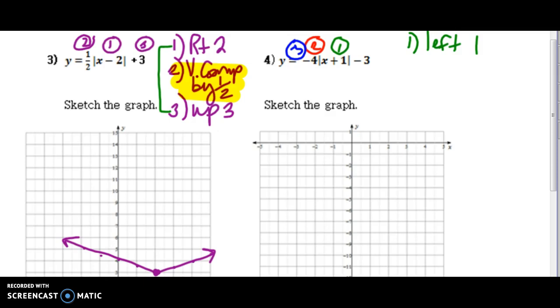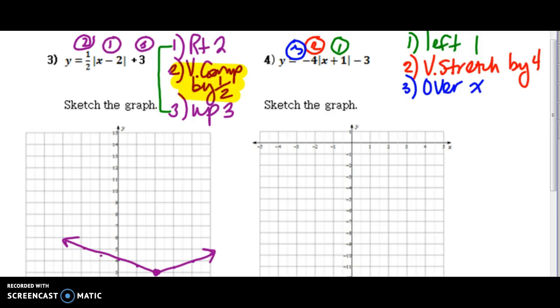So the second move is going to vertically stretch it, and it's going to make it 4 times taller. So that's going to be over 1, up 4. And then the negative is going to flip it over the x-axis. So all my up moves just became down moves.